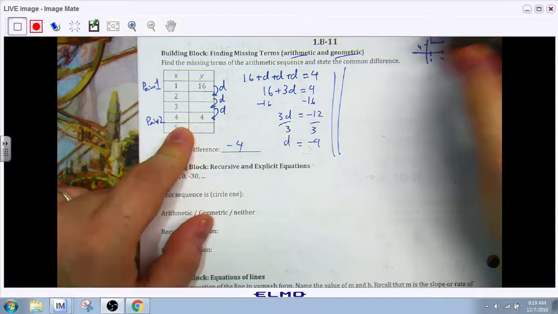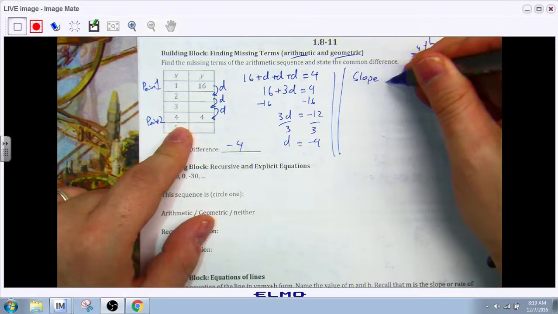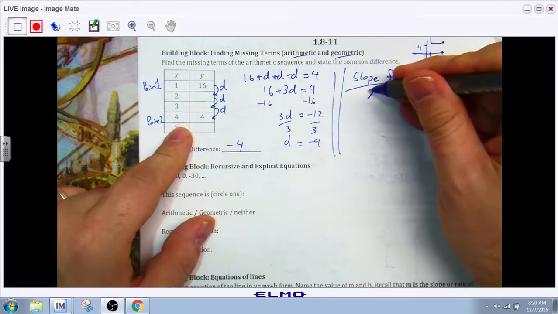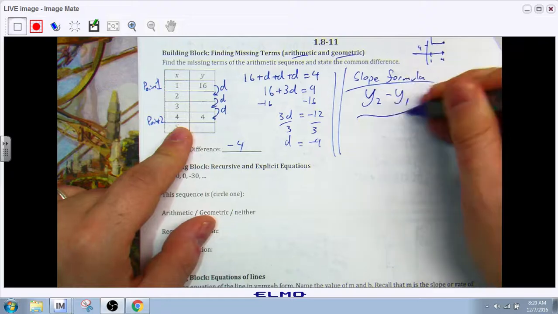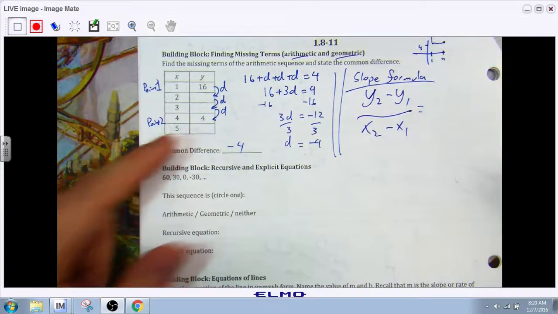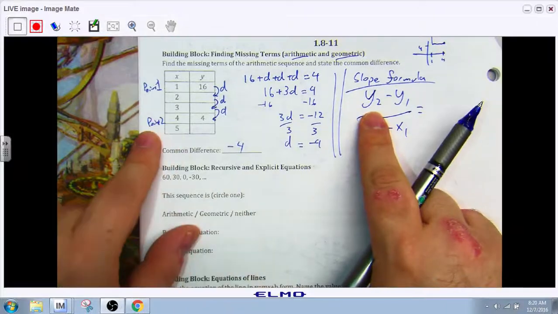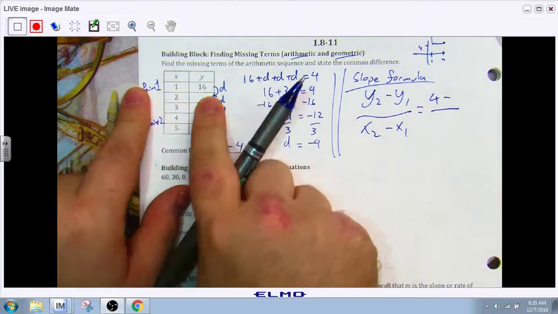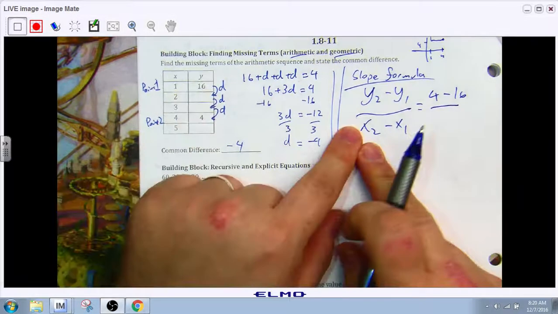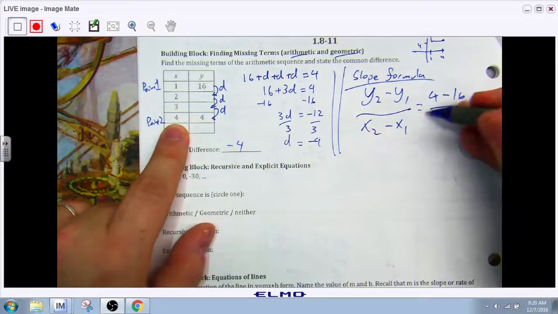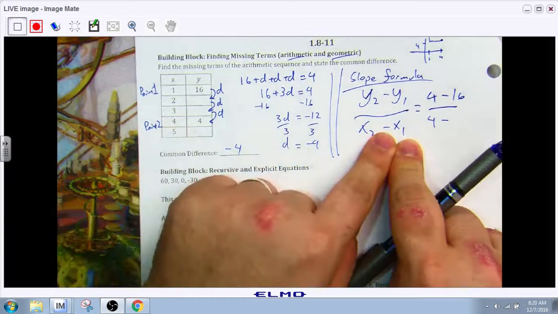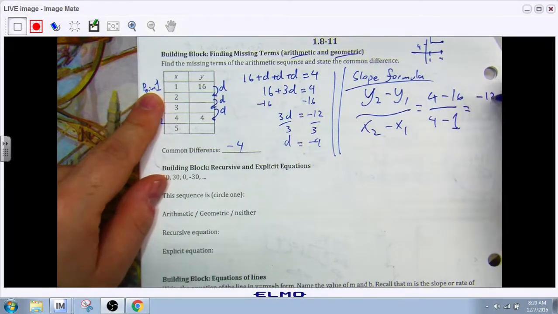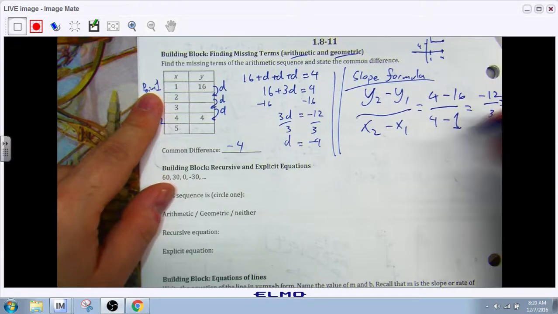Because we know from the slope formula that y2 minus y1 all over x2 minus x1 is my slope, where y2 is my point 2 y value, which is 4. I'll subtract y1, which is my point 1 y value, which is 16. Then my x2, so the x value of my second point, is 4. And I subtract my x1, which is the x value of my first point, which is 1. So this gives me negative 12 over 3, which ends up equaling negative 4.